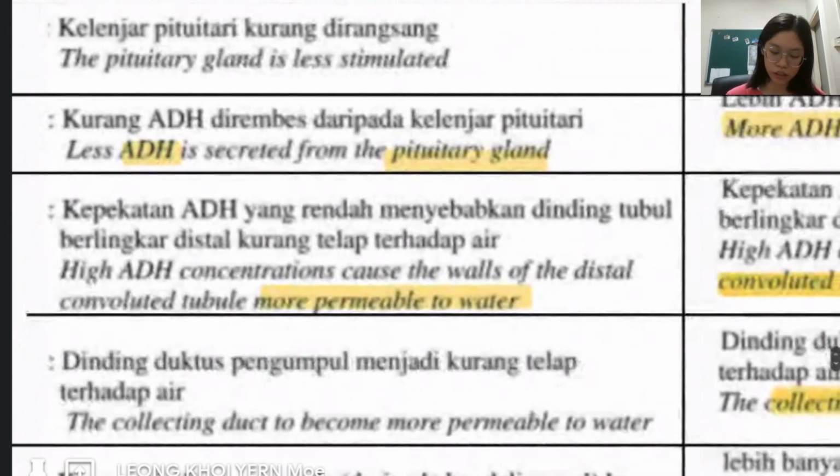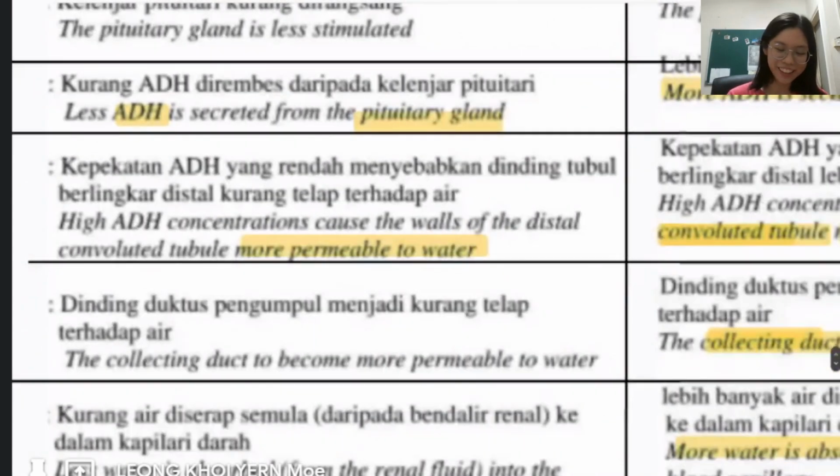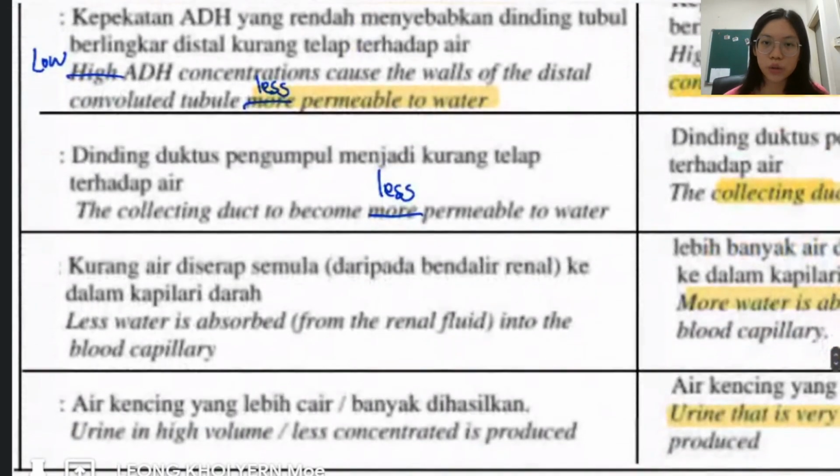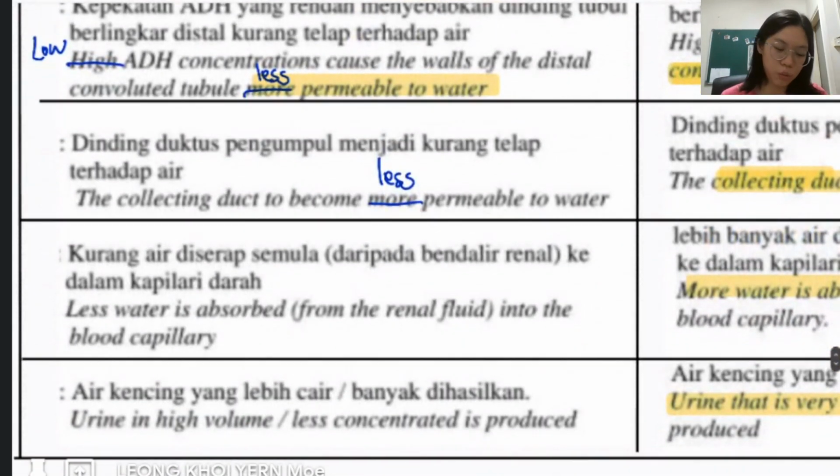Why is this part the same thing? Sorry. Okay, to be less permeable to water. So sorry for that. I didn't expect the mark scheme to be wrong. Okay. Low ADH concentration causes the wall of the convoluted tubule and collecting duct to be less permeable to water. Less permeable to water will lead to lesser reabsorption of water.